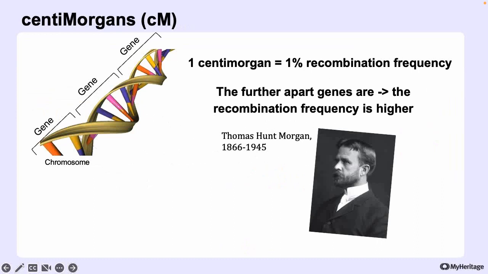Also, a fun fact: the centimorgan was named in honor of Thomas Hunt Morgan, a very well-known scientist who received a Nobel Prize for his work on how genes are arranged on the chromosome and how gene inheritance works. So centimorgan comes from the name Morgan.